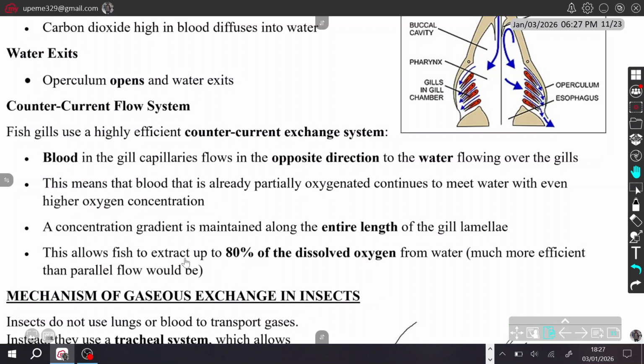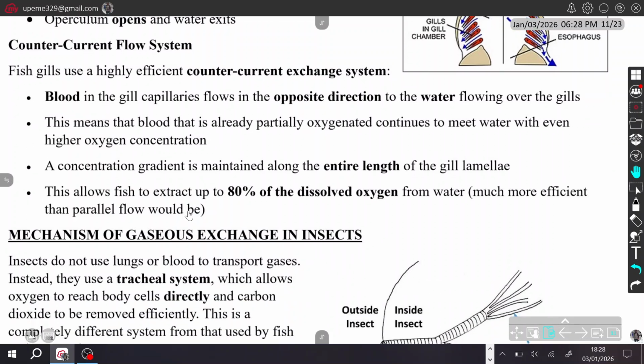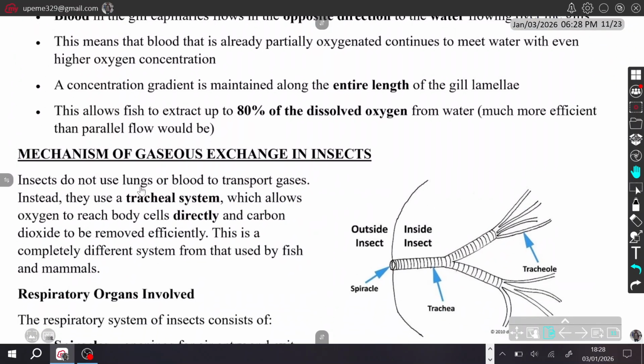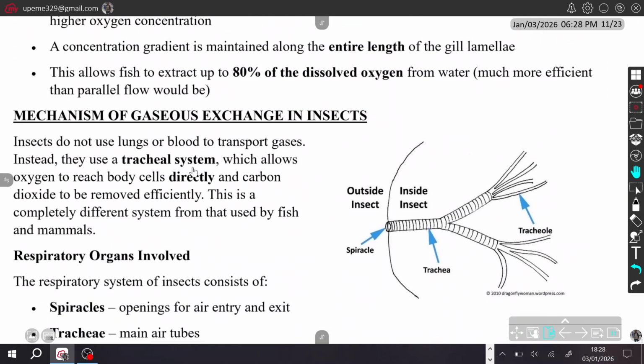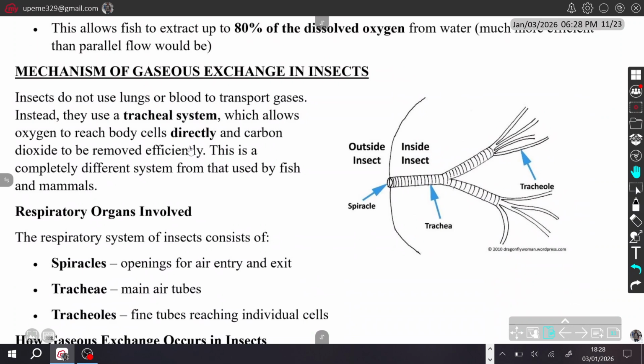This allows the fish to extract up to 80% of the dissolved oxygen from water, much more efficient than parallel flow would be. Okay, so now let's go to the mechanism of gaseous exchange in insects. Like, how does gaseous exchange occur in insects? That's what we want to tackle now.